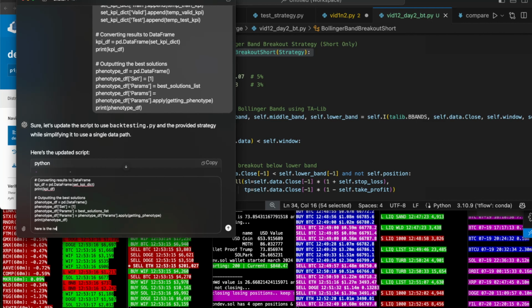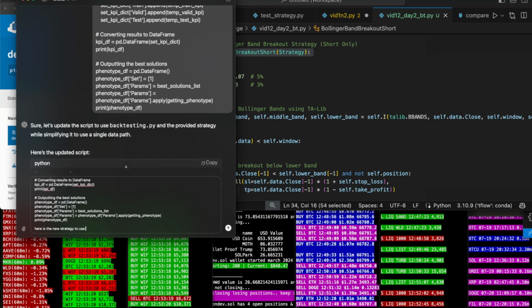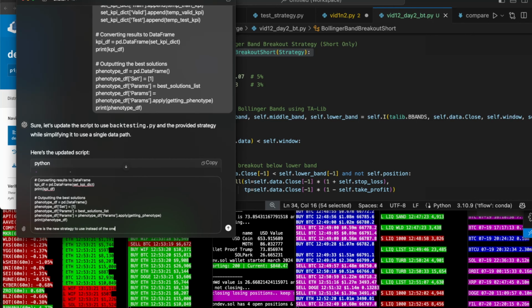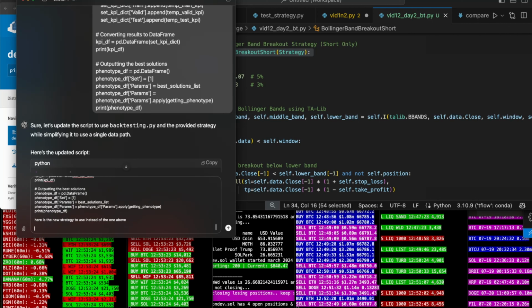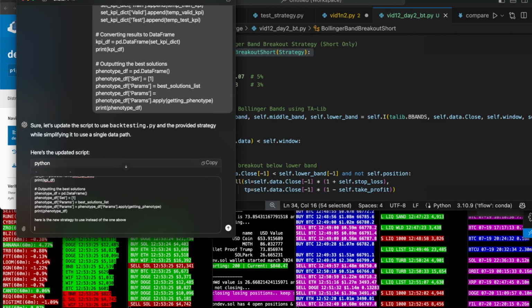Here is the new strategy to use instead of the one above. Okay. Let's go get it again. I got it right here because we do this every single day, dude.